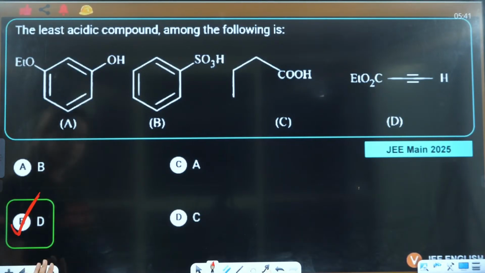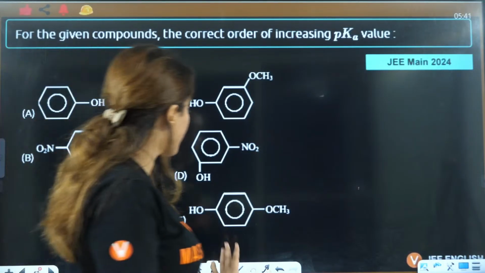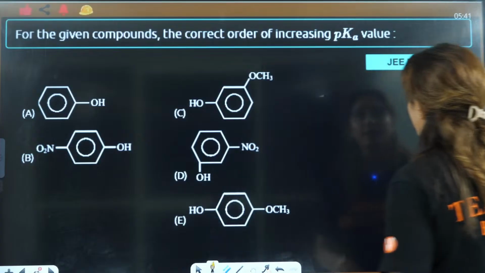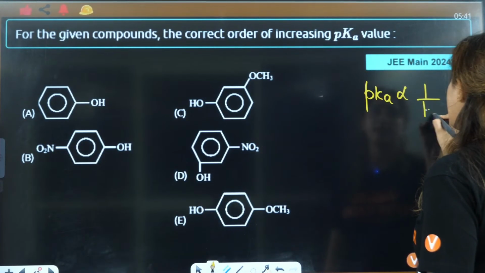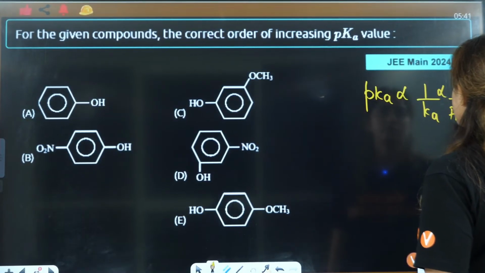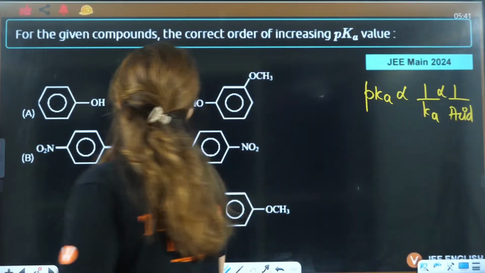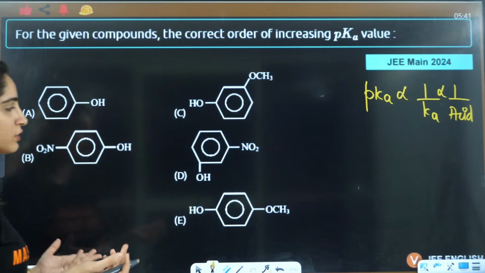Right? Next question is, for a given compound, the correct order of increasing pKa value. Now, pKa value is inversely proportional to Ka, that means inversely proportional to acidity. So you just need to tell the correct order for the given compounds, right? So just write down all the values here.